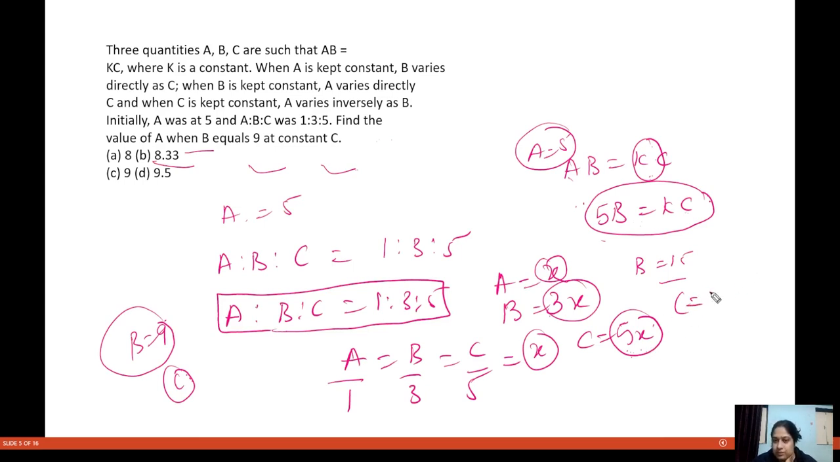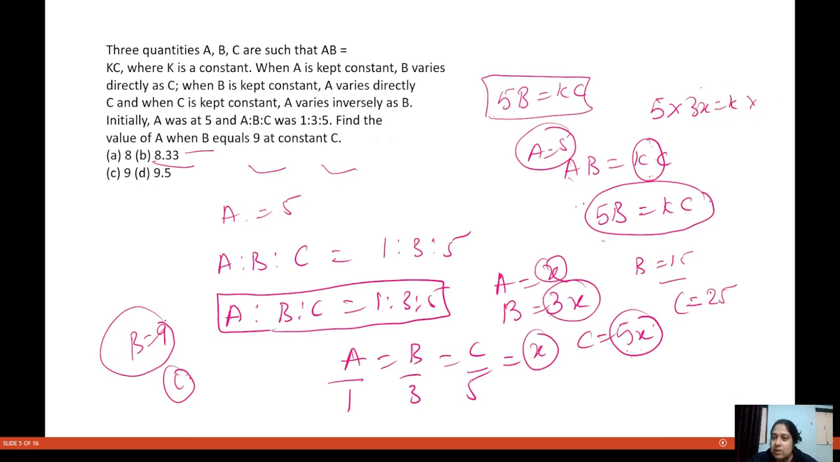this is 3x, this is k, and this is 5x. So x and x will get cancelled, 5 and 5 will get cancelled, and k is equal to 3.